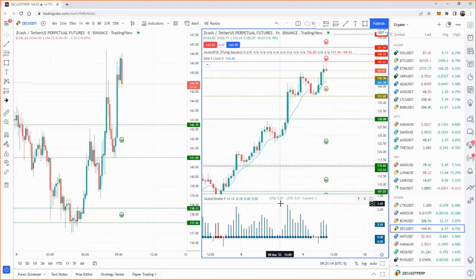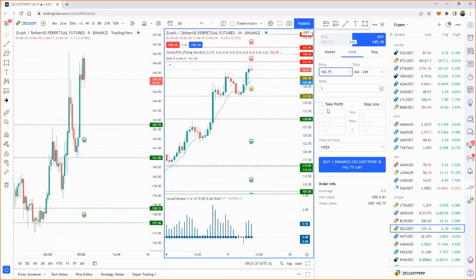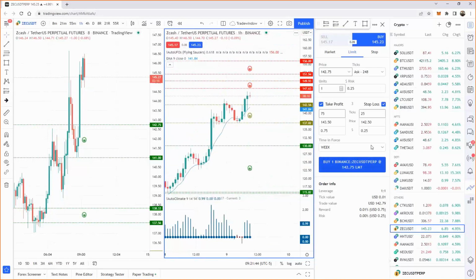So let's see if we have a potential trade here. So the moving average is at 141.78. We do have a UFO at 142.75 to 141 even. So that's going to be the UFO right there that we can get in on Zcash. So let's go ahead and set it up. So we're going to be buying. The buy price is 142.75. The take profit and stop loss we're going to determine right now.